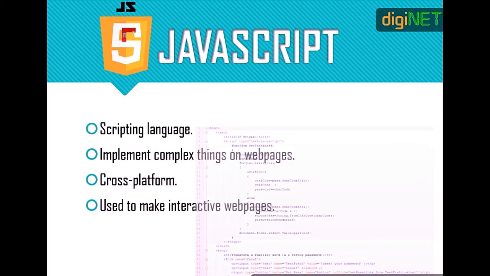JavaScript is a scripting language made to implement complex interactivity and dynamic features in a web page. Like HTML5, JavaScript is also cross-platform and is widely used on electronic devices.